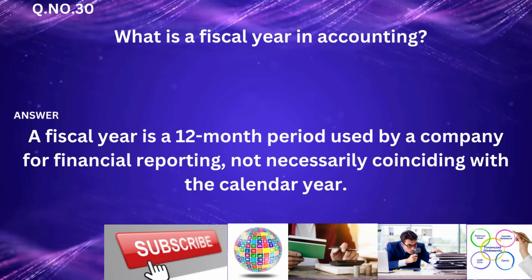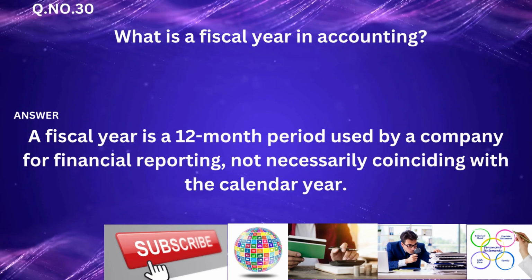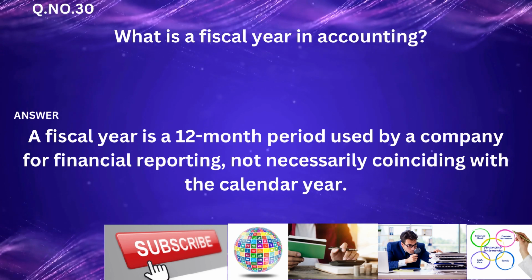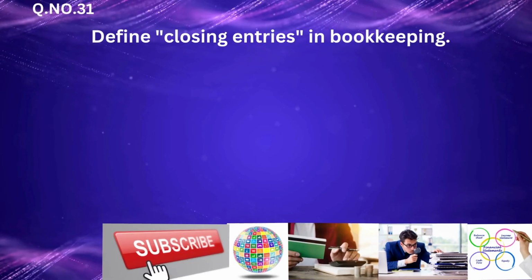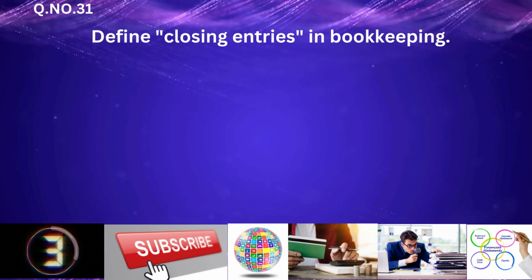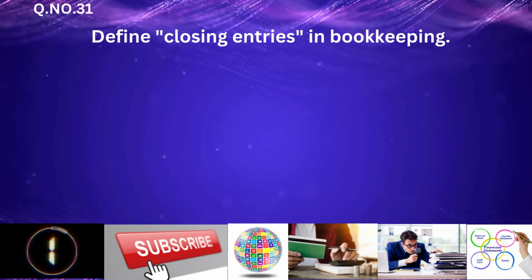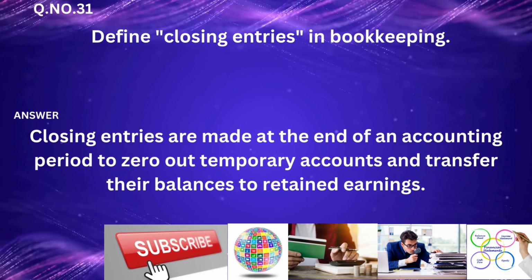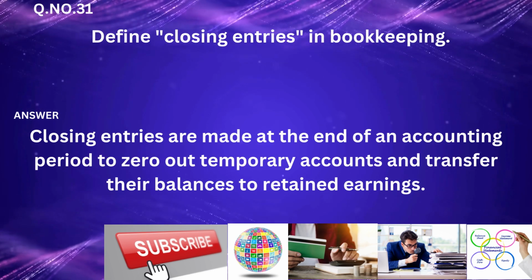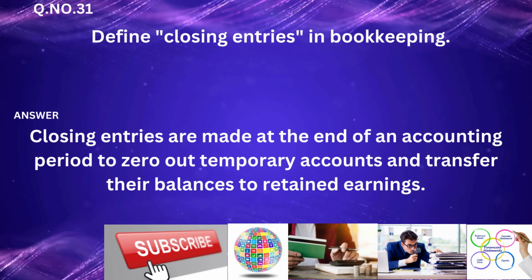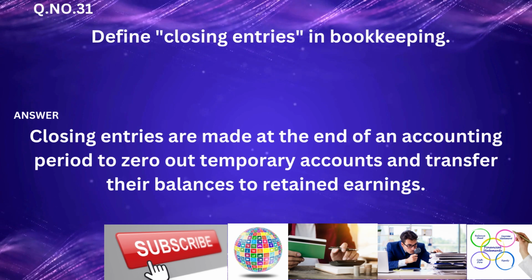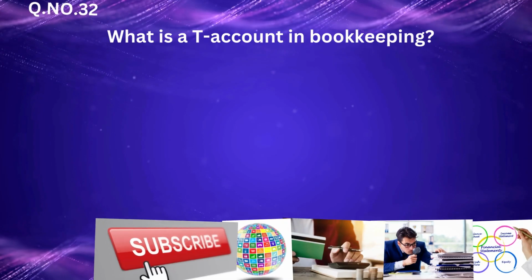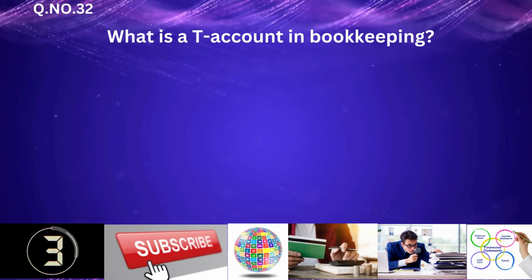Question 38. What is a general ledger account number? Answer: a general ledger account number is a unique code assigned to each account for easy reference. Question 39. What is a controlling account? Answer: a controlling account is a summary account that contains the total of related subsidiary accounts.